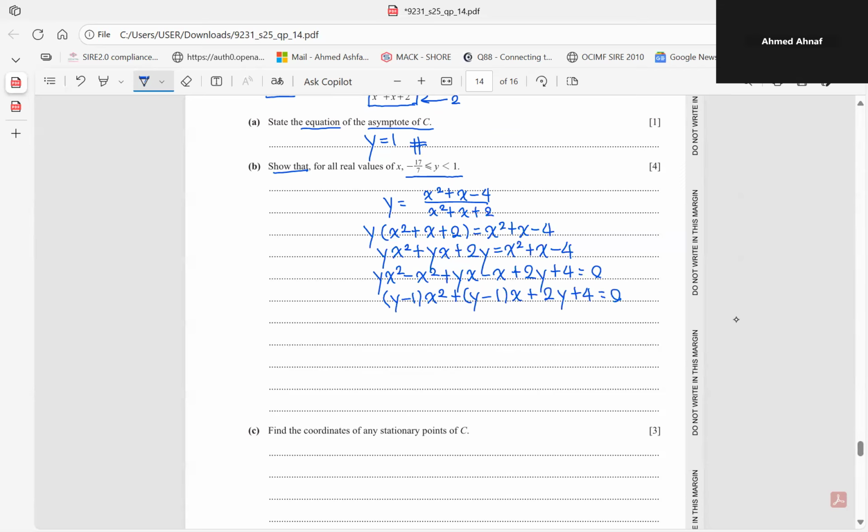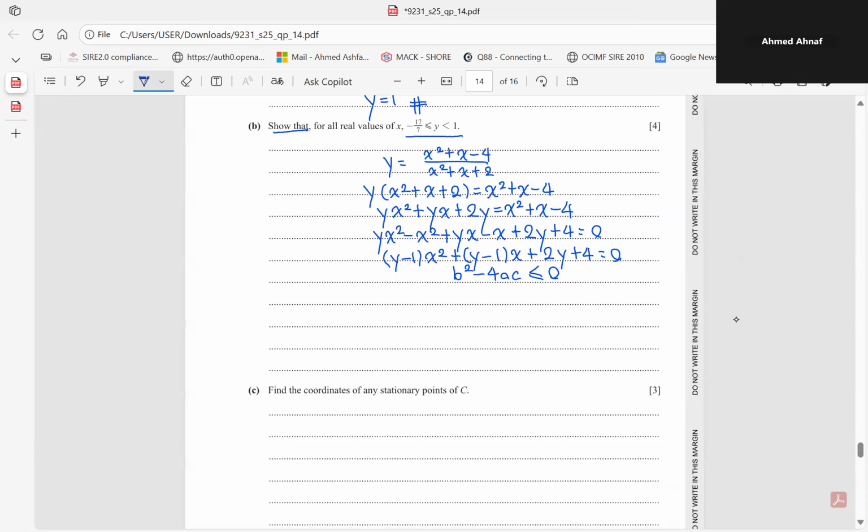As you can see, we have a quadratic in terms of x, and the coefficients are in terms of y. So now we're going to use the discriminant, b squared minus 4ac, and we would equate it to less than or equal to 0, because for this value, x would have real solutions. So b squared is (y minus 1) squared minus 4(y minus 1), that's a, and then c is 2y plus 4.